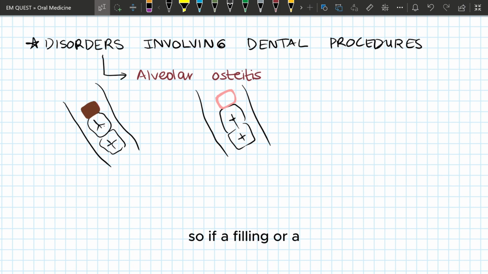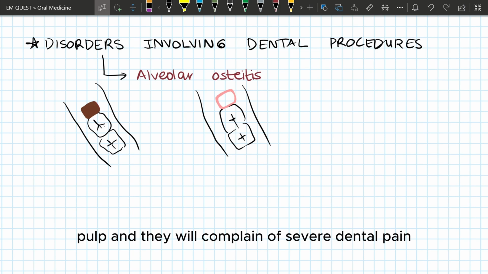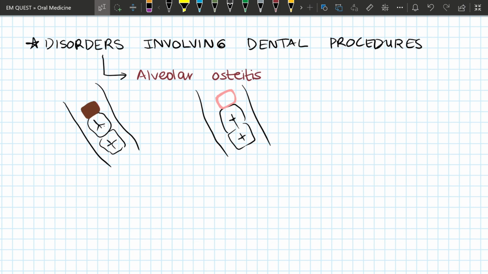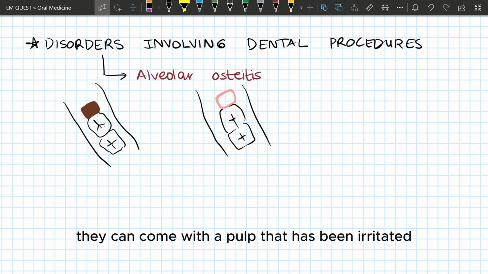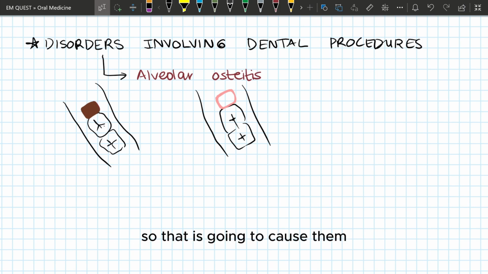So if a filling or a crown gets dislodged, the patient can come with very sensitive pulp and they will complain of severe dental pain. Similarly, if a patient has recently undergone a root canal, they can come with a pulp that has been irritated because of the residual gas bubbles. So that is going to cause them a lot of pain.